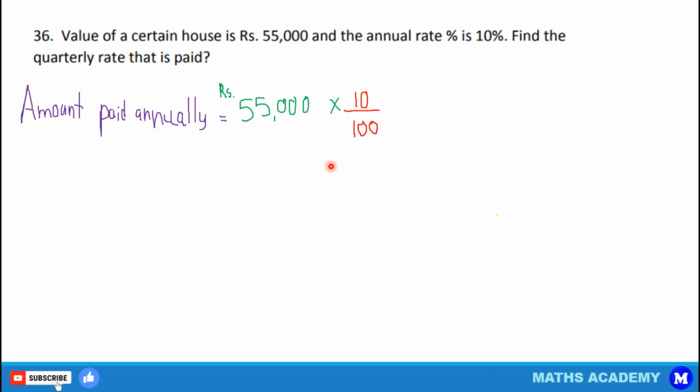So the amount that is paid annually will be equal to the amount of the house multiplied by the annual rate percentage. That is 10 over 100, because we always express percentage over 100. So when you multiply and divide it, you get the final answer as 5,500.